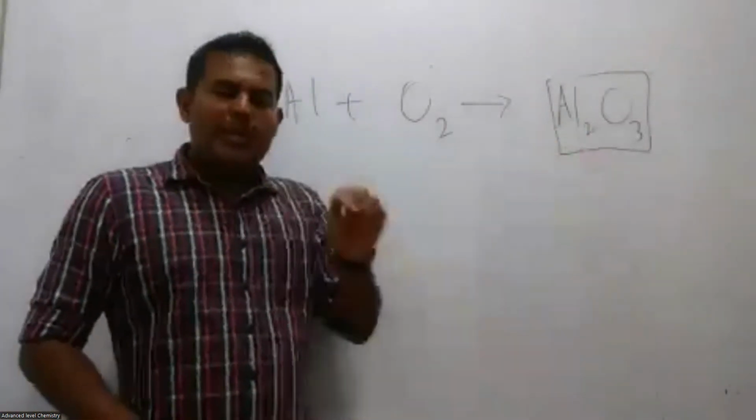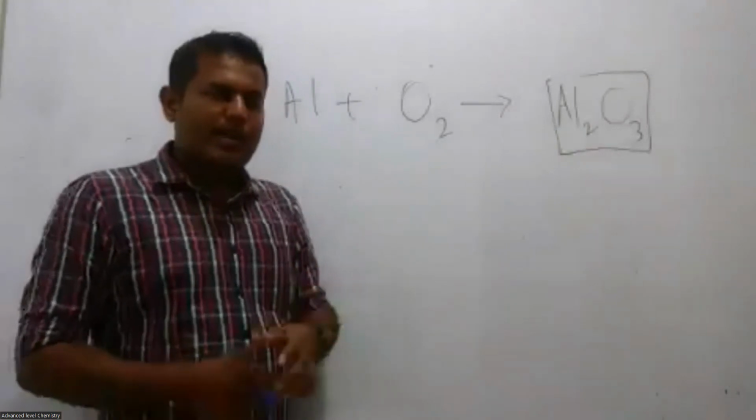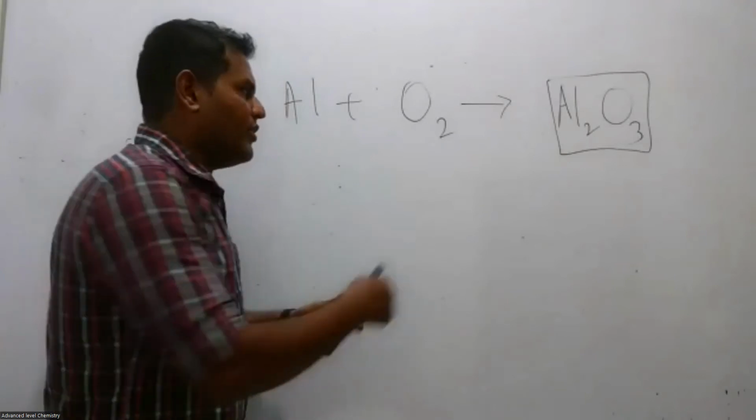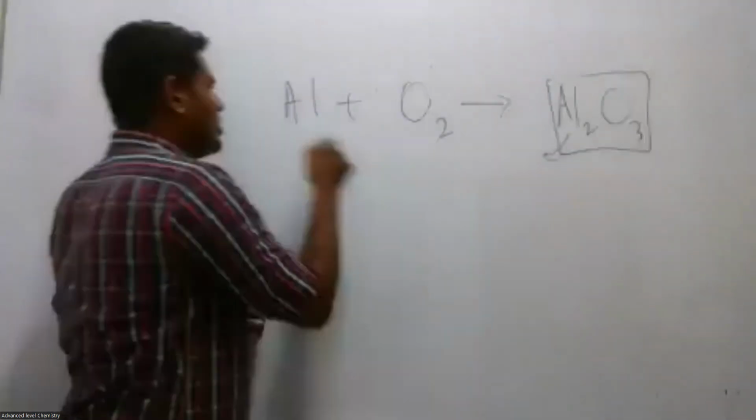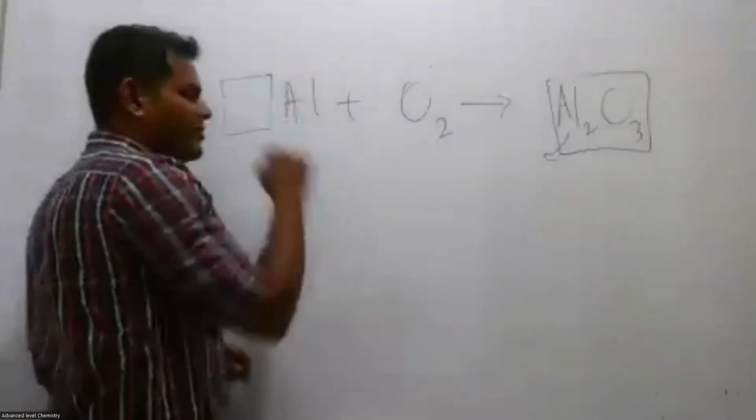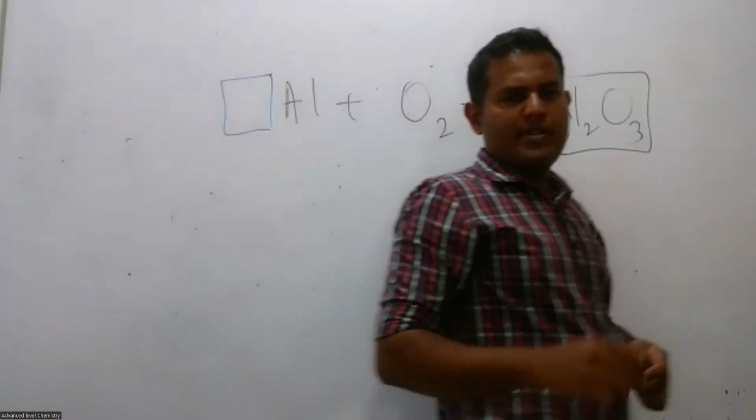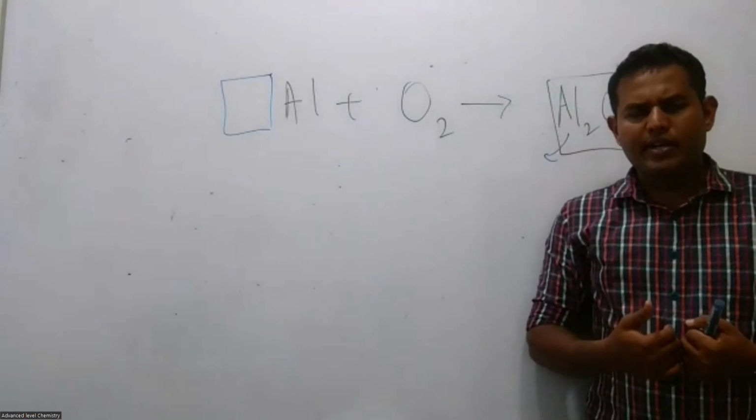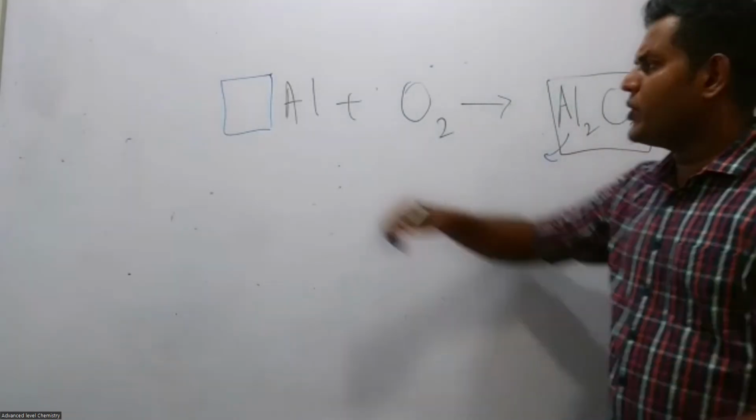Now I'm going to balance aluminium first. I'm not balancing oxygen at the beginning. I'm balancing aluminium first. If I'm balancing aluminium first, what should be the number I have to place here? Just give your answer. Very good. That's 2. I'm putting 2 here.